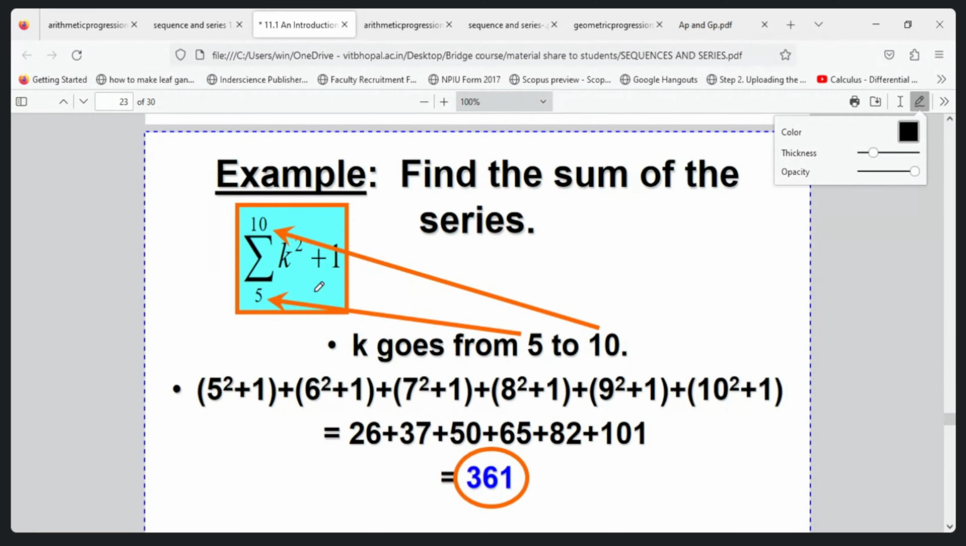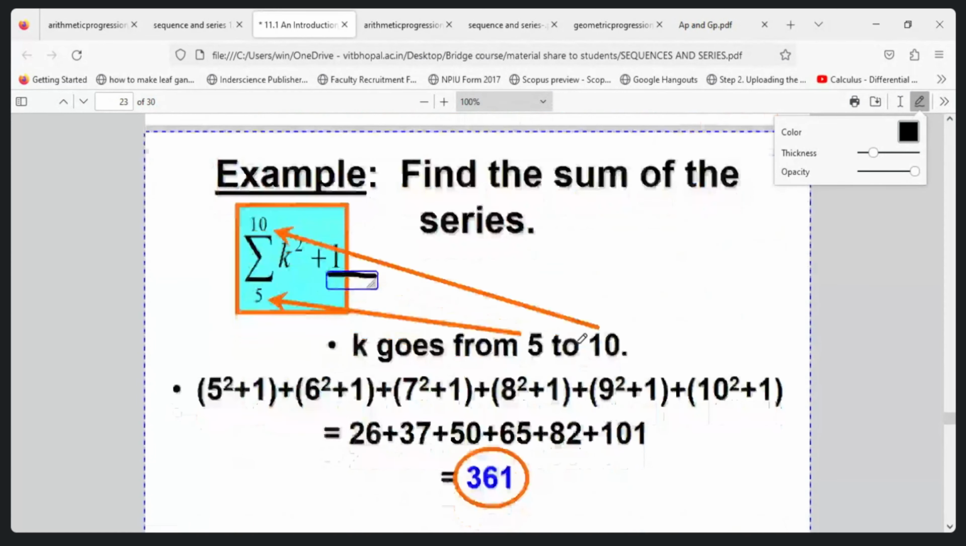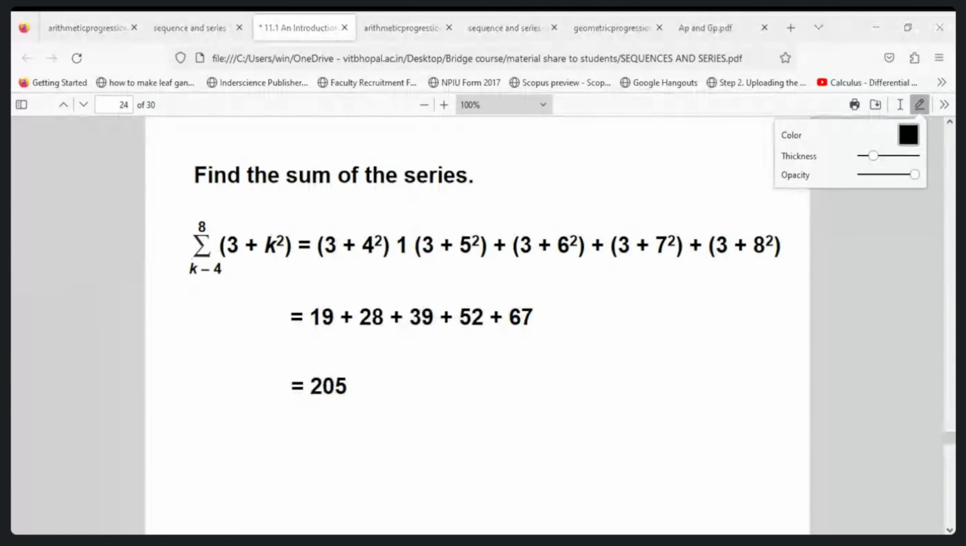Here the question is given in terms of the sum. You can see the lower limit is 5, that means k square plus 1, with k equal to 5 to 10. So 5 square plus 1, 6 square plus 1, 7 square plus 1 and so on, and you can see the answer is 361. This is a reverse question. In the previous one I gave the normal question, but this is a reverse question. The summation is given and you have to expand it and sum all these things.